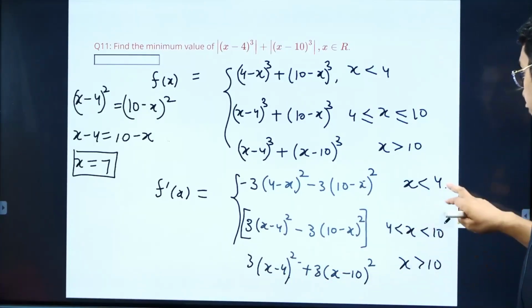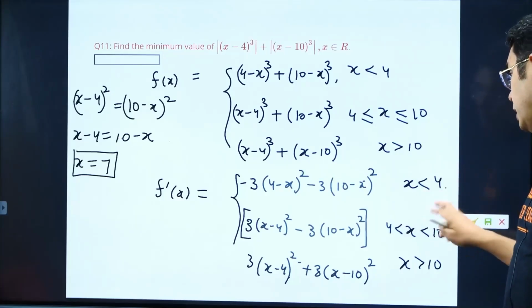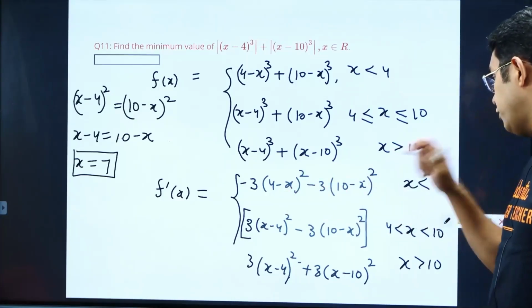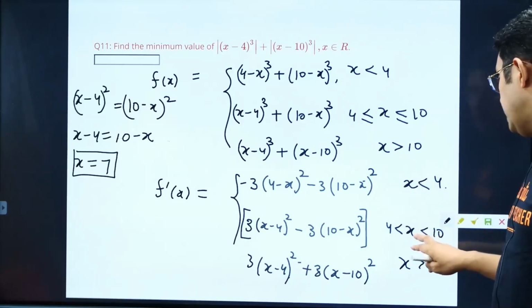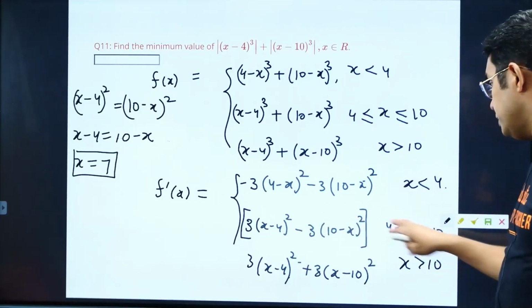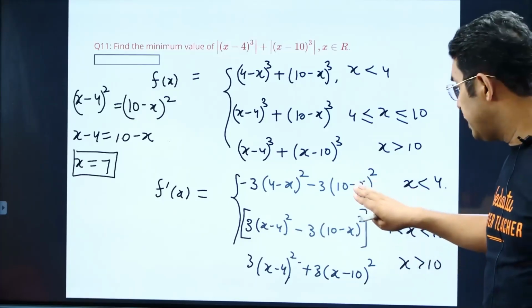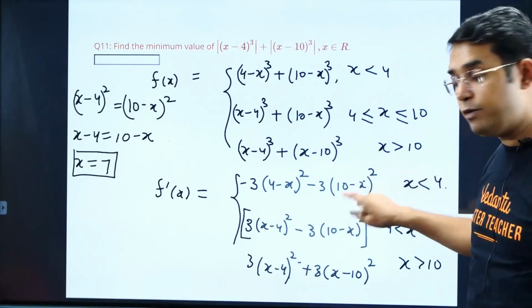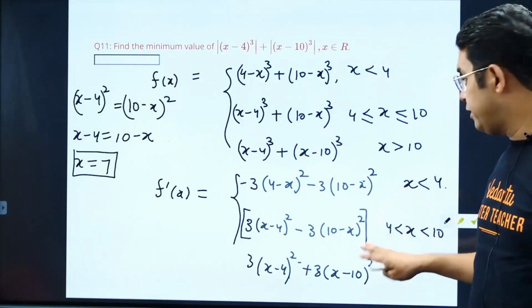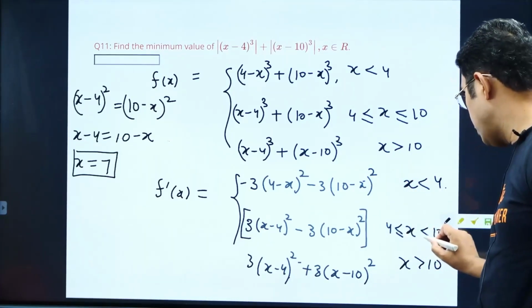One more thing, at 4, if you check, the derivative here would be minus 3 into 6 square, and the derivative from this side will also be minus 3 into 6 square. That means they both give you the same derivative. That means the left derivative at 4 and the right derivative at 4 will be equal. So maybe I can put an equal to sign also here.